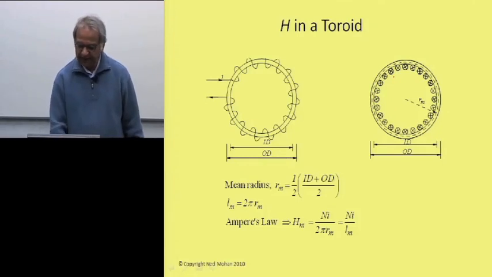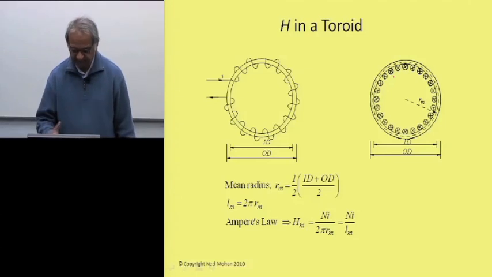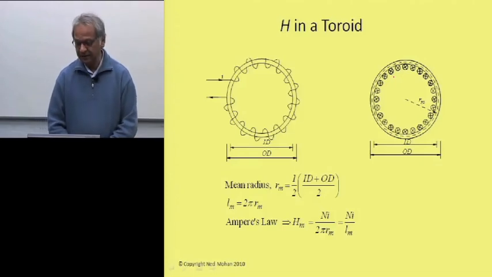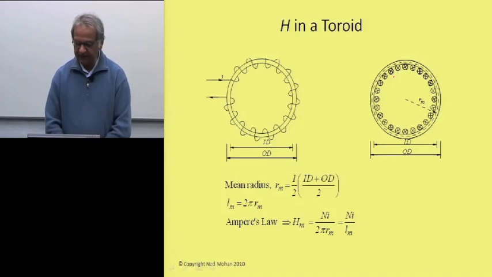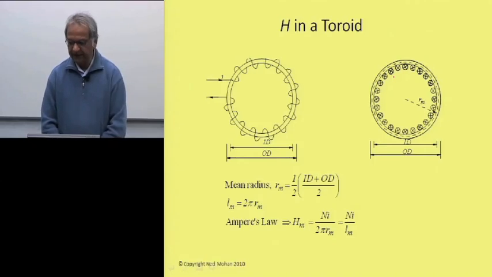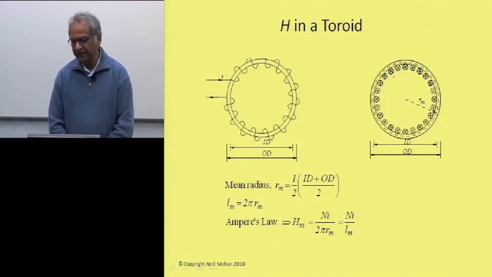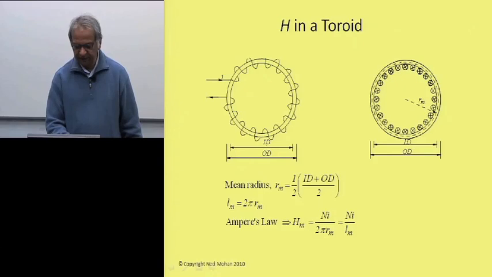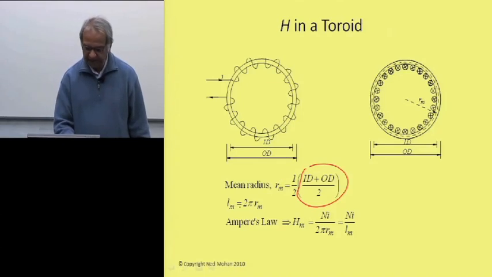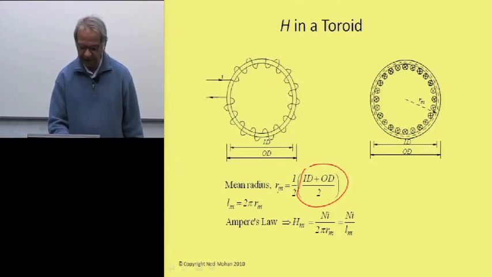If you take a magnetic path at this mean radius r sub m, we assume this toroid is very thin compared to its radius, and therefore the magnetic field within this toroid is assumed to be uniform, and we can talk in an approximate way about the mean field intensity H. So let's take this mean radius r sub m, which will be 1/2 times the inner radius plus the outer radius, or in terms of diameters, 1/2 of this expression shown here, and the mean path length L sub m is just 2 pi times this mean radius.